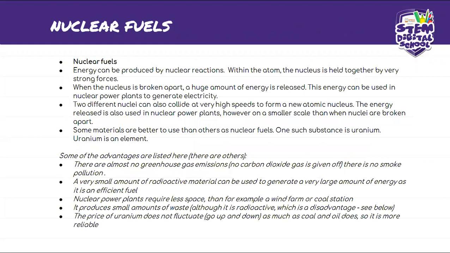Now let's look at nuclear fuels. Nuclear fuels are simple fuels that we get from a nuclear plant. Energy can be produced by nuclear reaction. Within the atom, the nucleus is held together by very strong forces. You remember we did this in the previous terms about the structure of the atom. When the nucleus is broken apart, a huge amount of energy is released. This energy can be used in nuclear power plants to generate electricity.